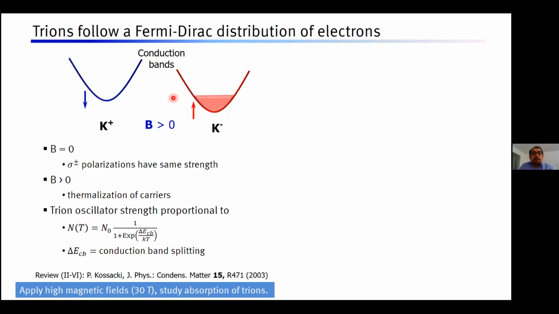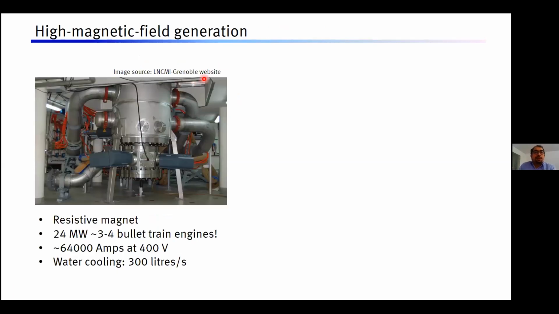Now, for seeing this effect, we apply high magnetic fields to study the absorption of trions. To create high magnetic fields, the generation is done at the high magnetic field laboratory in Grenoble, where we have a resistive magnet powered by a 24 megawatt power supply, which can be thought of as equivalent to 3 or 4 bullet train engines trying to charge this magnet together.